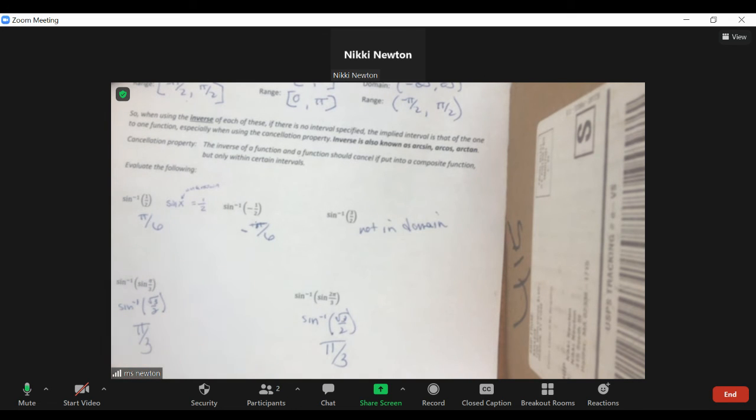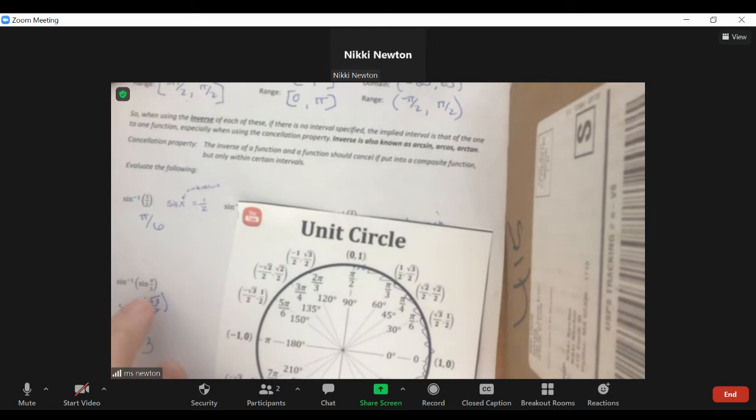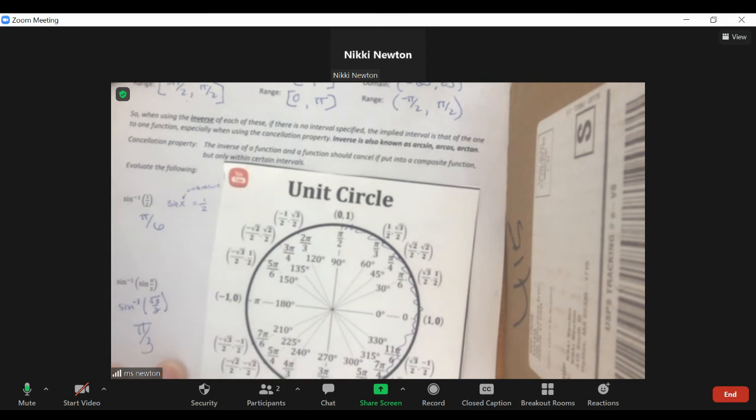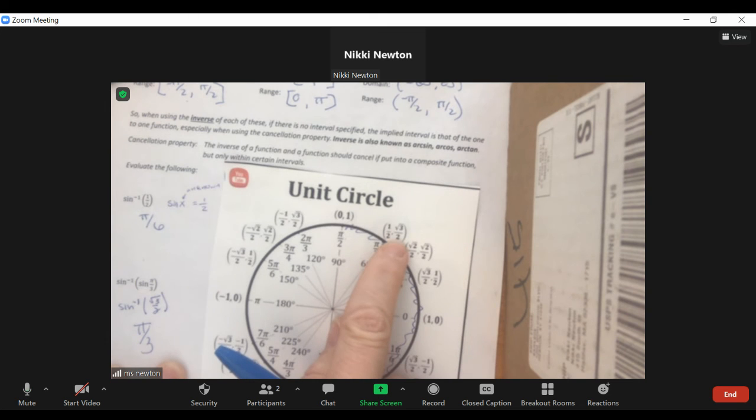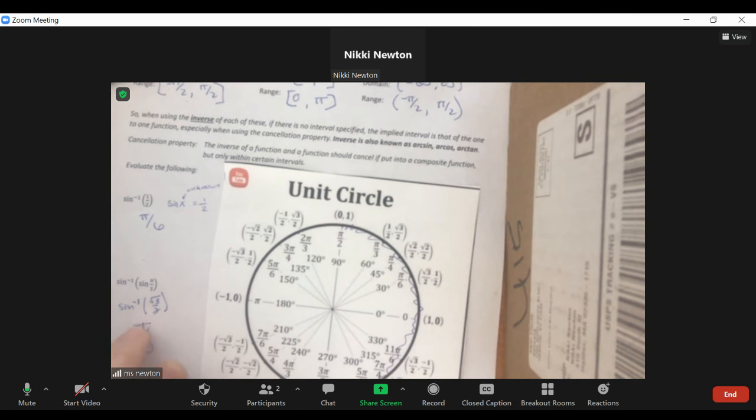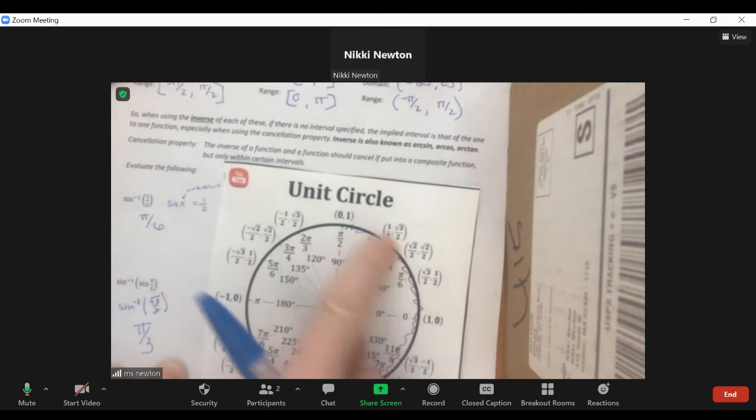Or you could check and say sine of pi over 3 is what? So sine of pi over 3 is the square root of 3 over 2. And then you can go inverse sine. So sine of what angle gives us square root of 3 over 2, and make sure we're in the restricted domain. And in fact, it is pi over 3.